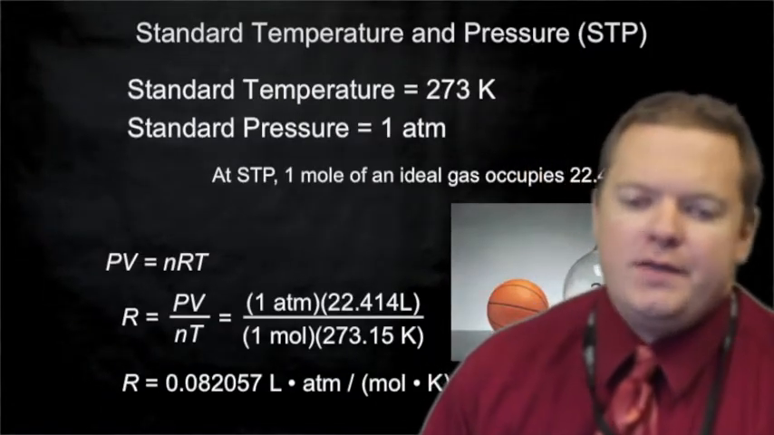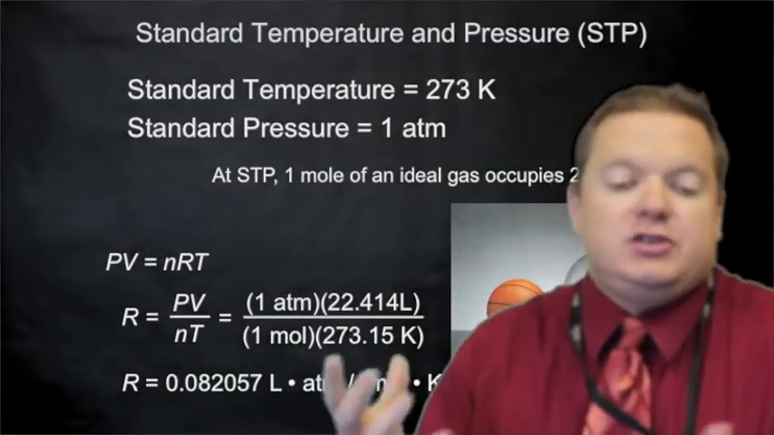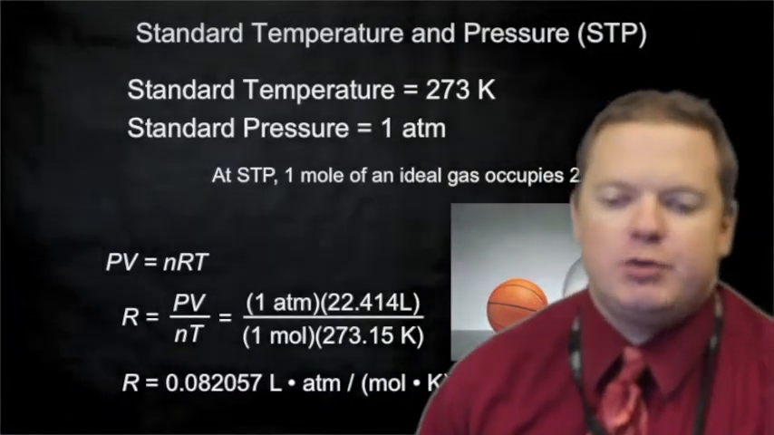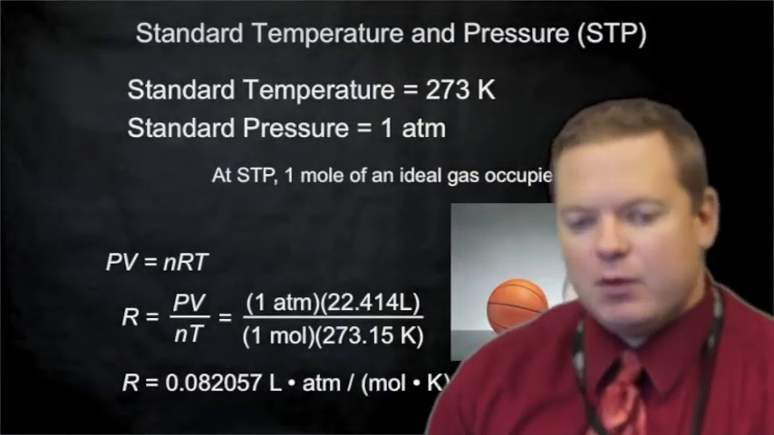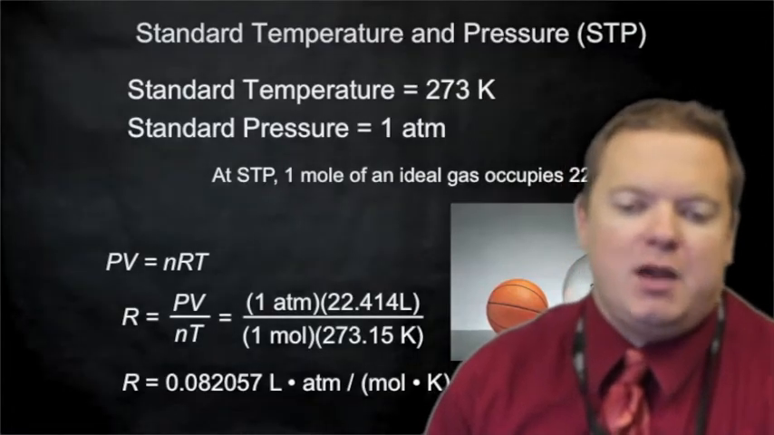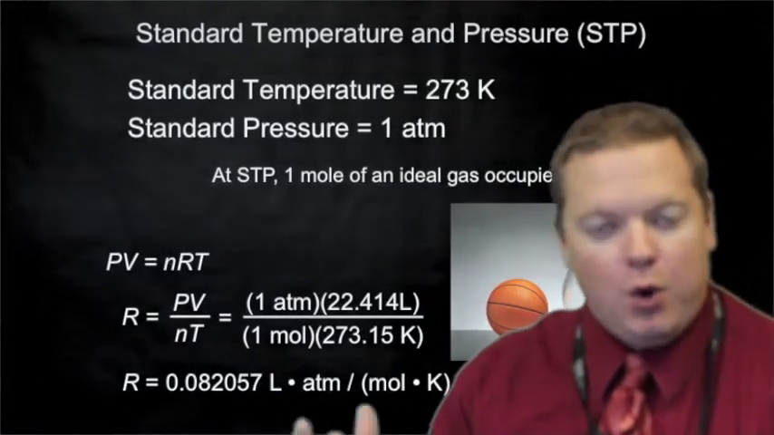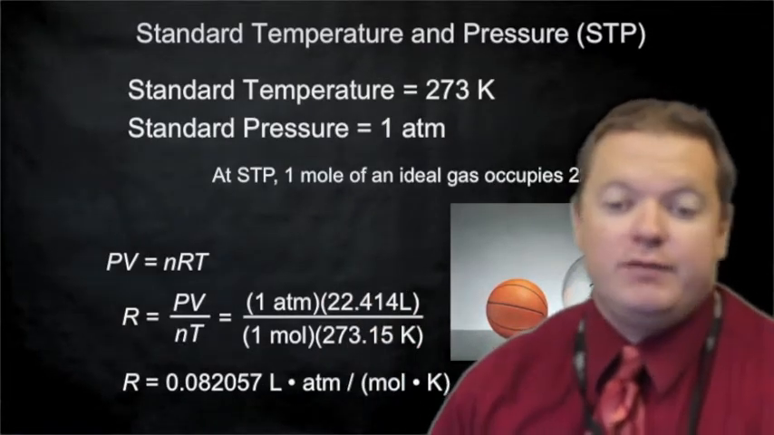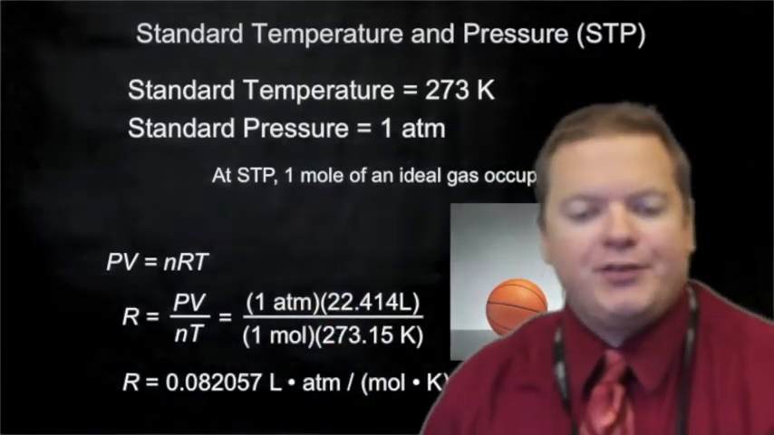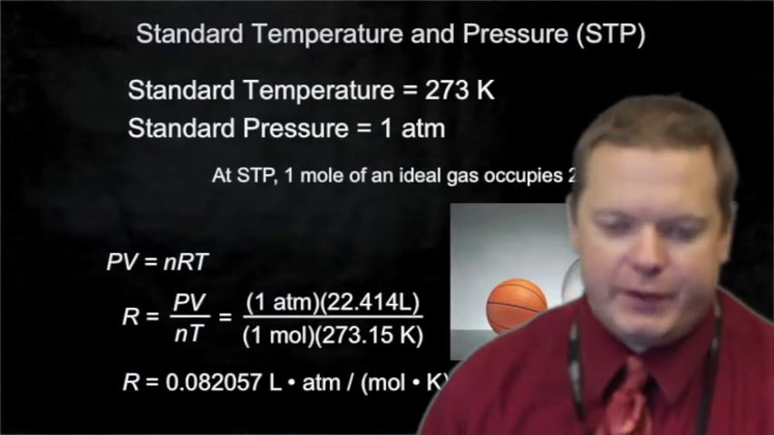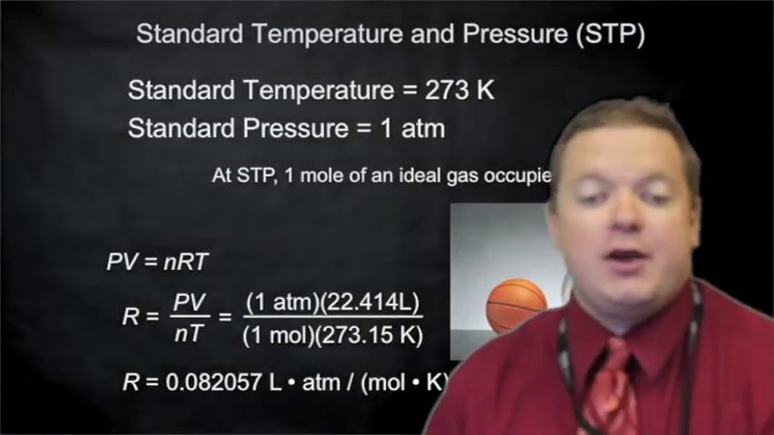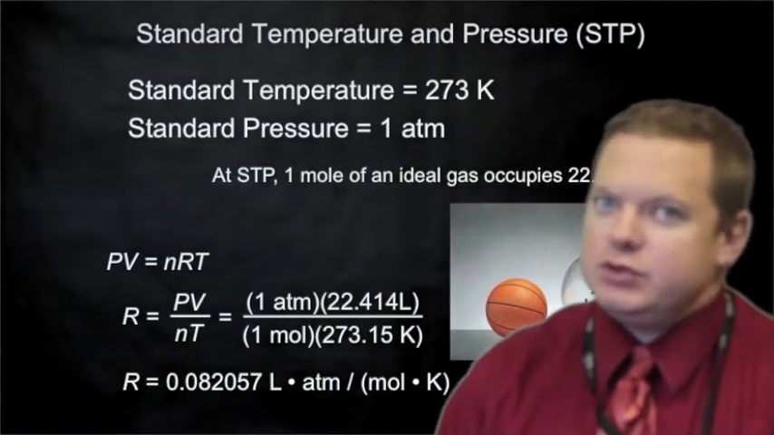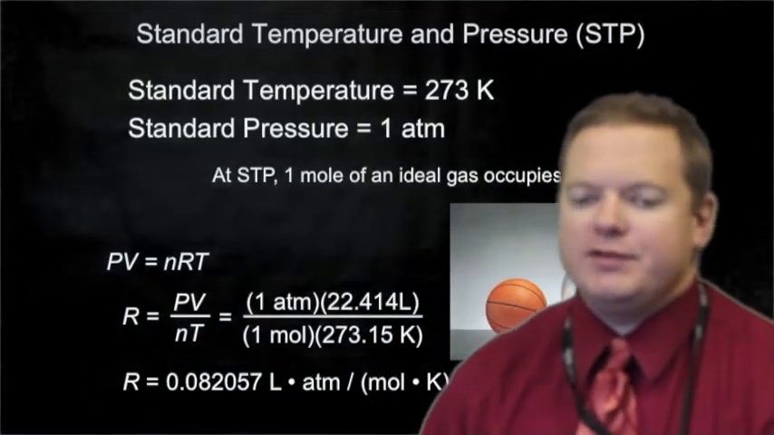So let's look then at certain conditions, what we're going to call standard temperature and pressure, or STP. By definition, our standard temperature is 273 K, or 0 degrees Celsius. But remember, our temperature is always listed in Kelvin, so it's 273 K. Our standard pressure is going to be 1 atmosphere. So standard temperature of 273 K, pressure of 1 atmosphere.